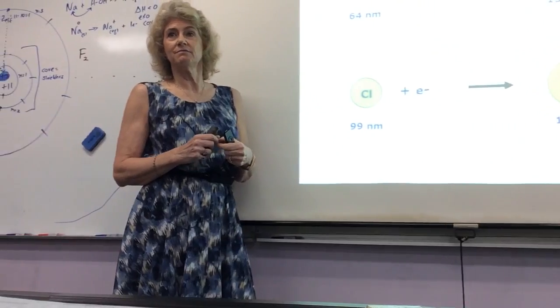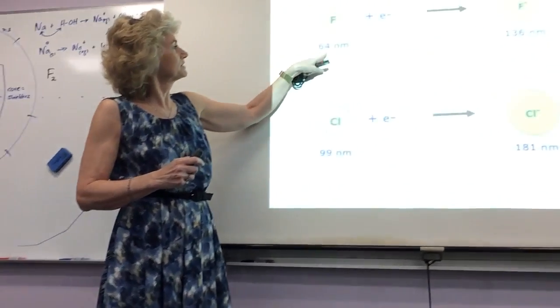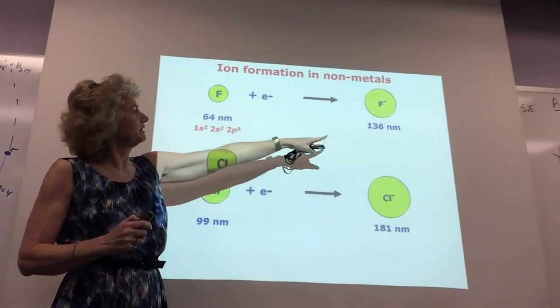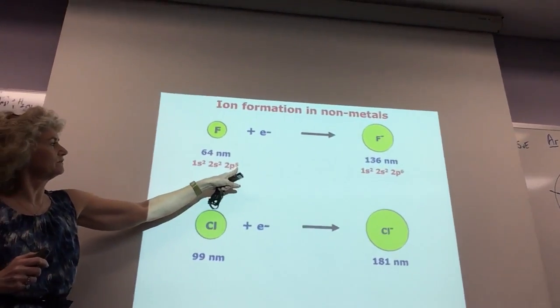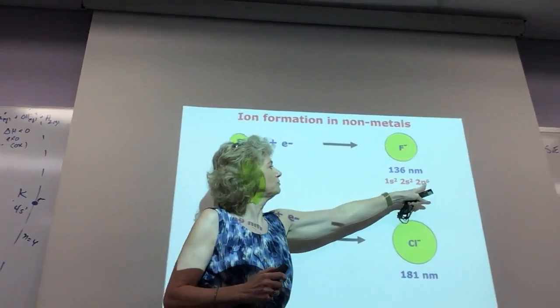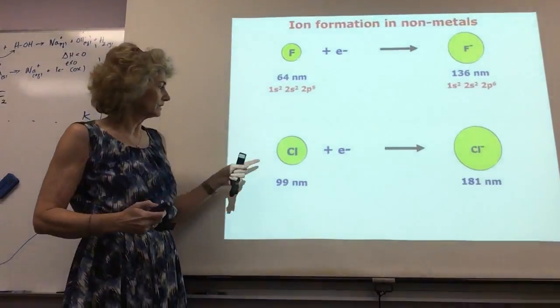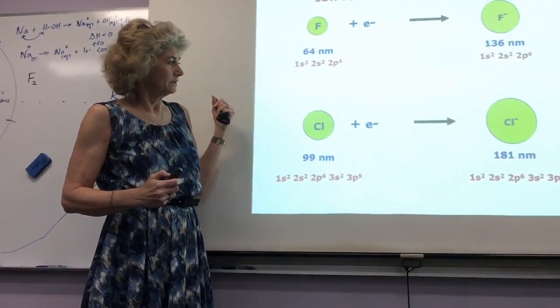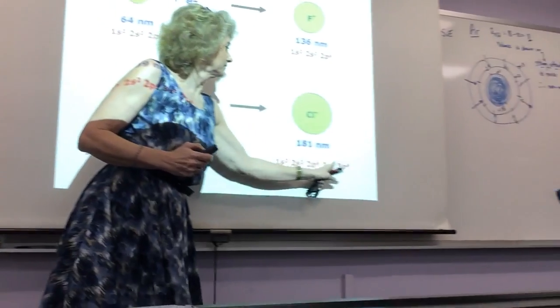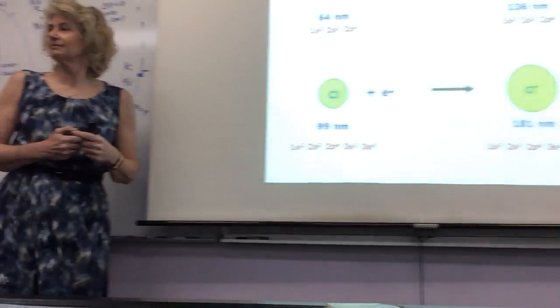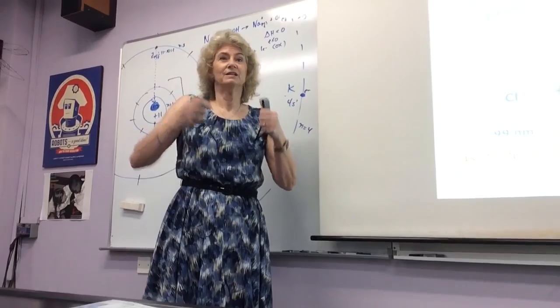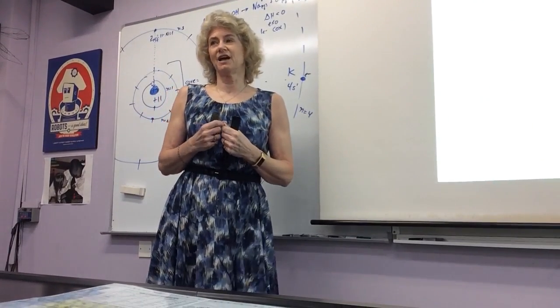Now we go the other side. Fluorine atom, 64 nanometers. Gain an electron. And look at our configuration, 2p5 to 2p6. So now we're at what noble gas? And chlorine to chloride. Now we're at argon. All good? The last little tidbit is ionization energy.